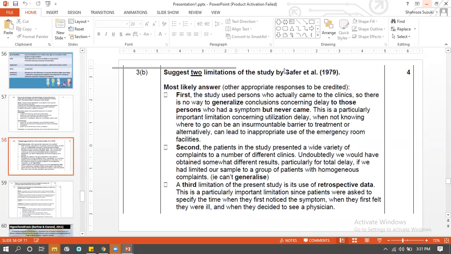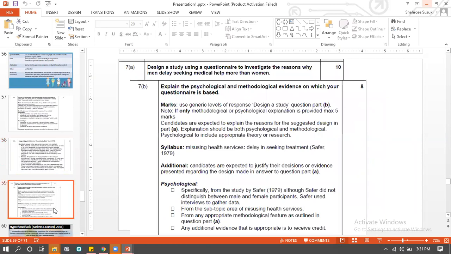Two limitations of the study: bias, as I said, वही मसले, generalizability का, ठीक है ना, इंटरव्यू के अंदर वो मसला था demand characteristics और things like this.